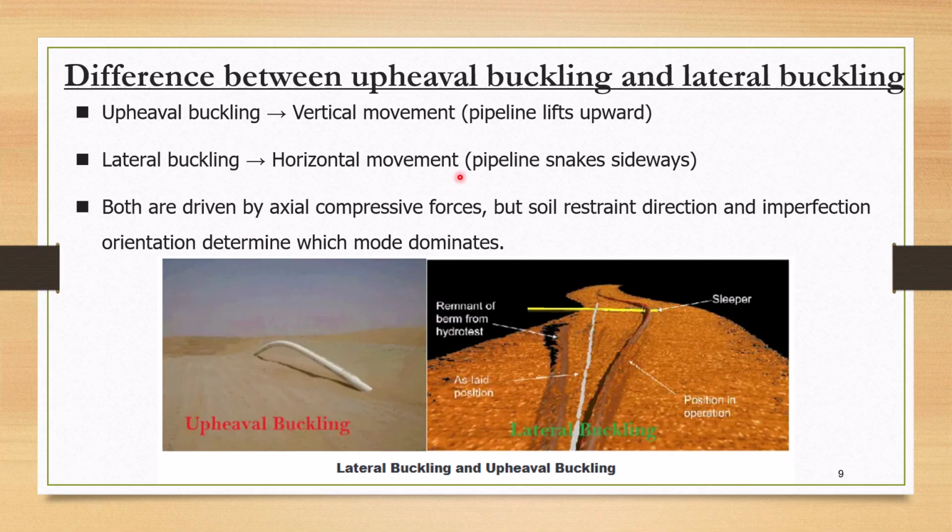Both are driven by axial compressive forces, but soil restraint direction and imperfection orientation determine which mode dominates. In the case of onshore pipeline systems, upheaval buckling dominates, whereas for offshore, when the pipeline is in a surface laid condition or near the sea bottom, lateral buckling may also dominate. So for offshore pipeline systems, meaning surface laid pipelines, in those situations you also need to perform lateral buckling calculation, which is not in the scope of this course.